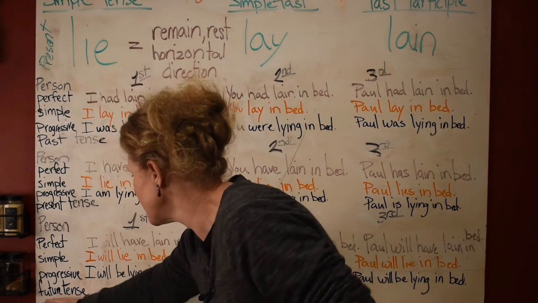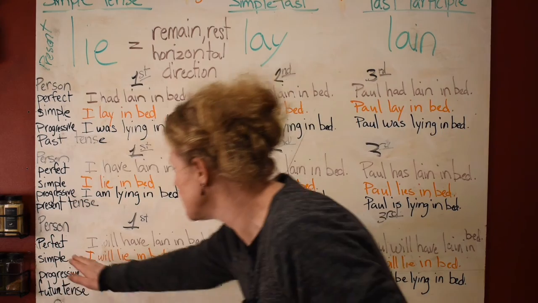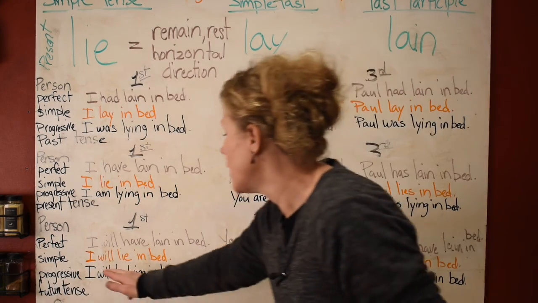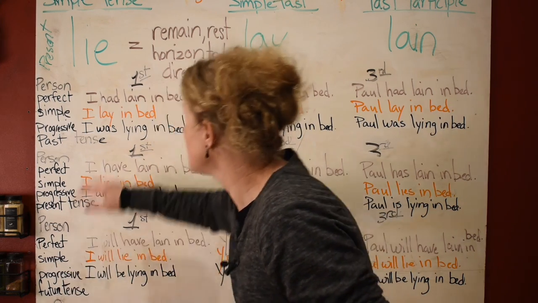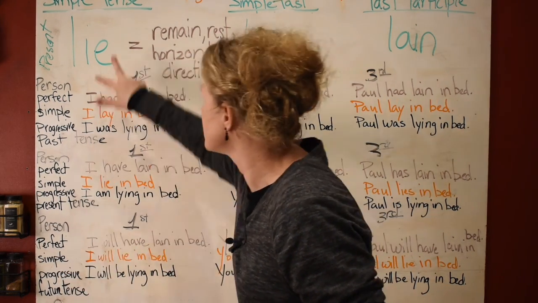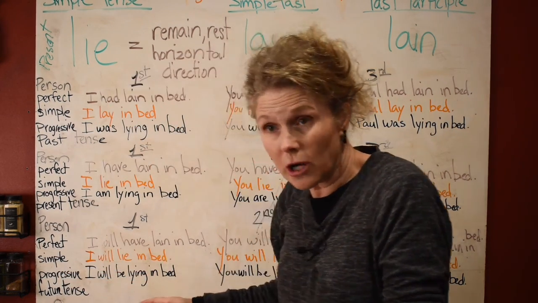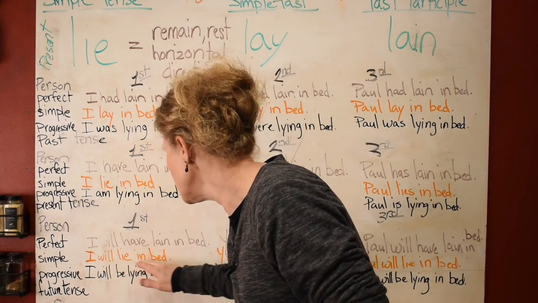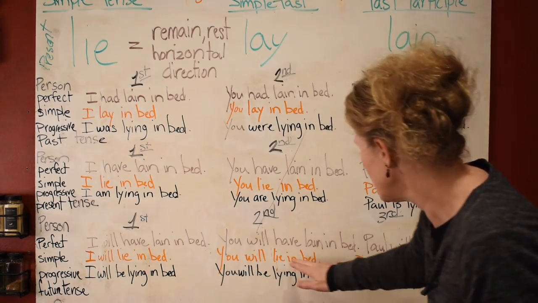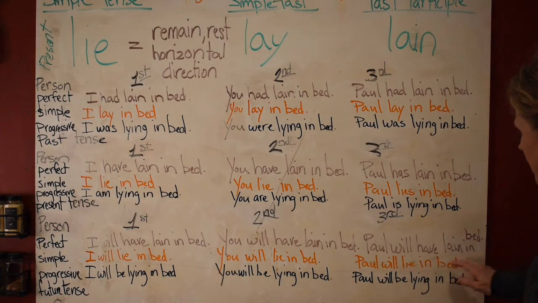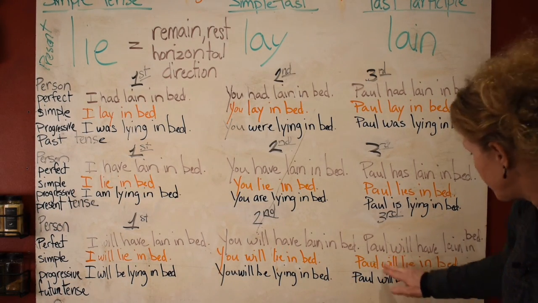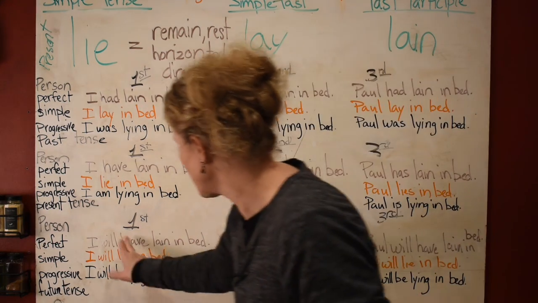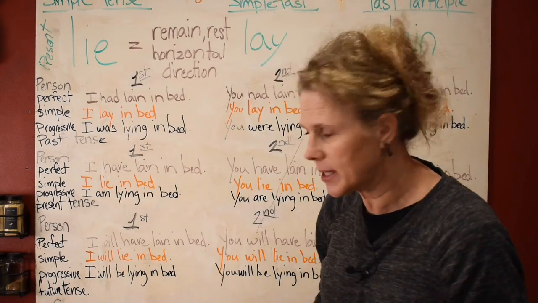Now, the simple future tense, you just add on the will. Look. Simple tense. So you're just using your auxiliary verb will. I will lie in bed. You will lie in bed. Paul will lie in bed. So see how in our future tense, these do not change. That's why it's not confusing like it is in the present tense.